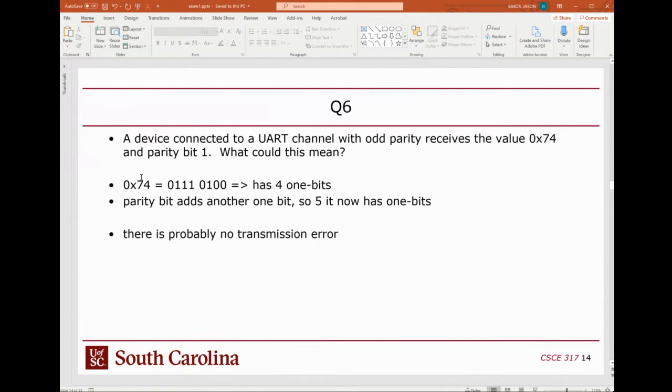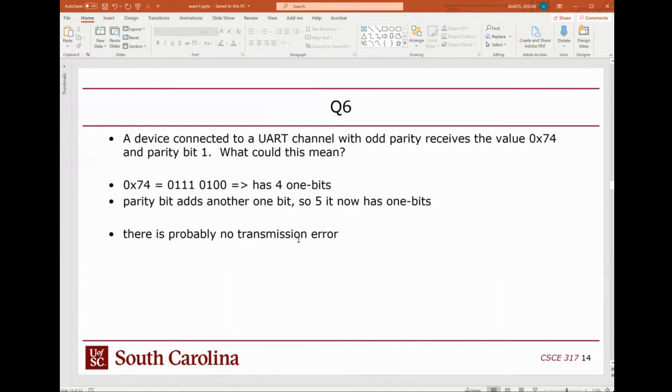the idea is that if you look at 74 in hex and convert it to binary, it's 0, 1, 1, 1 is the 7, and the 4 is 0, 1, 0, 0. That has 4 1-bits set. If the parity bit is set to 1, then you would have 5 total 1-bits, and so that would be consistent with odd parity. So that would mean there's probably no transmission error.